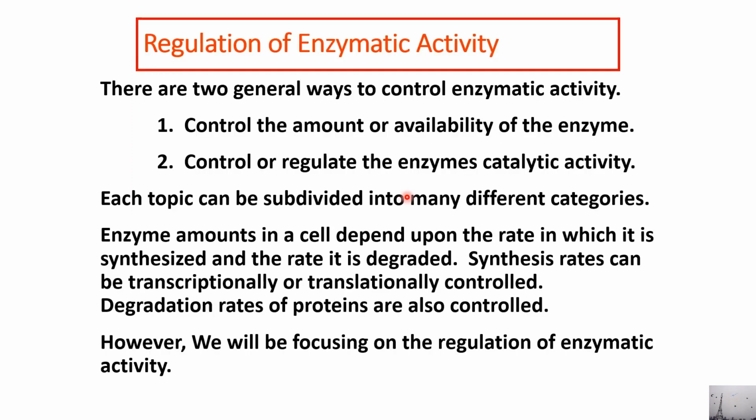Now, there are two general ways to control enzymatic activity: by controlling the amount or availability of the enzyme, or by regulating the enzyme's catalytic activity. Each can be divided further into various categories. The enzyme amount in a cell depends upon the rate at which it is synthesized and the rate at which it is degraded. The synthesis rates can be transcriptionally or translationally controlled. Degradation rates of proteins can also be controlled.